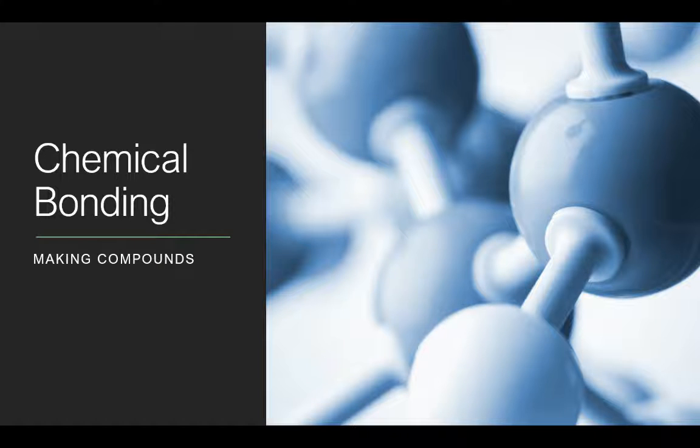In this video, we're going to be discussing chemical bonding. In previous videos, we've talked about different atoms and elements. Now we're going to talk about what happens when those atoms come together to make a compound. So the first type of chemical compound we're going to talk about is ionic bonds, or ionic compounds.